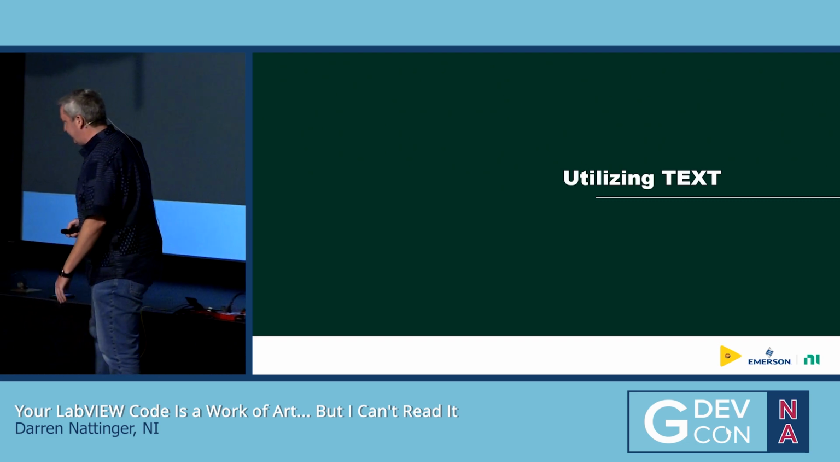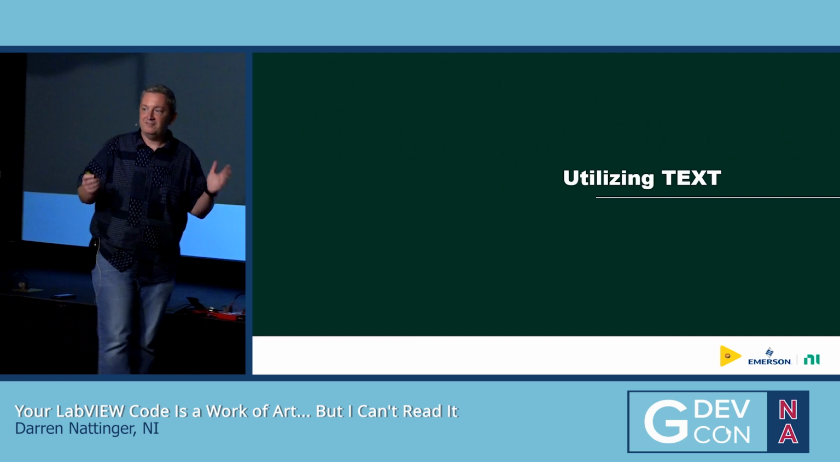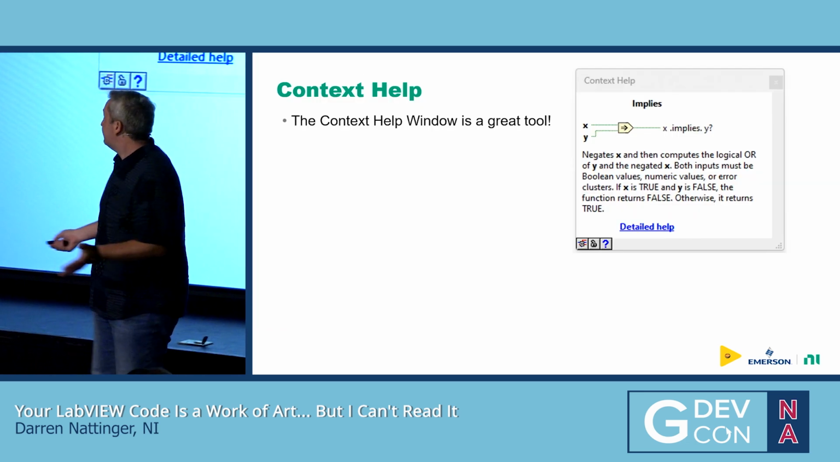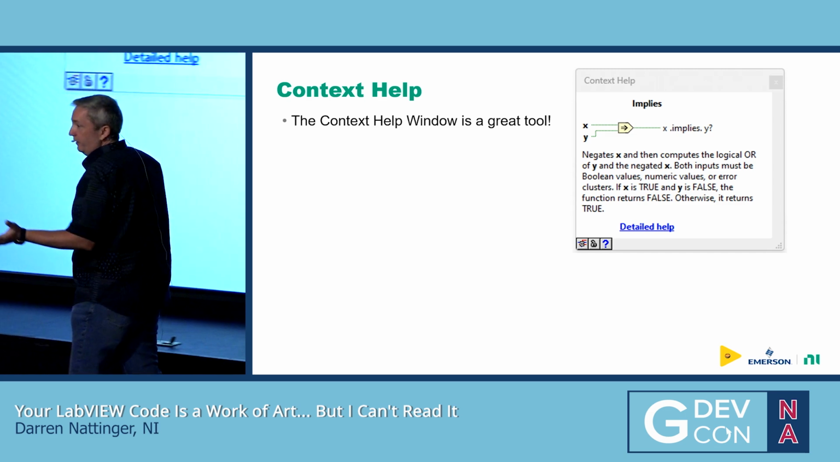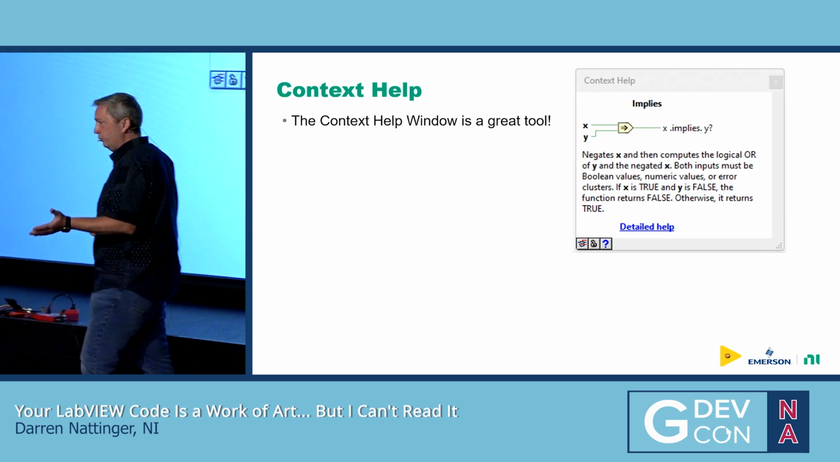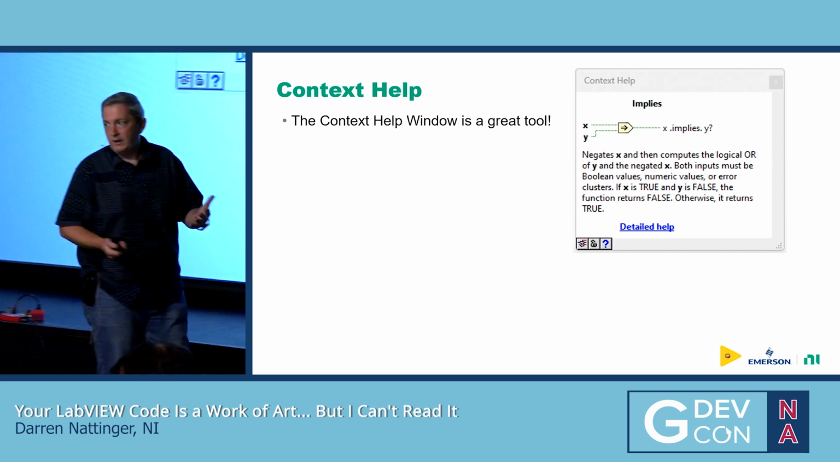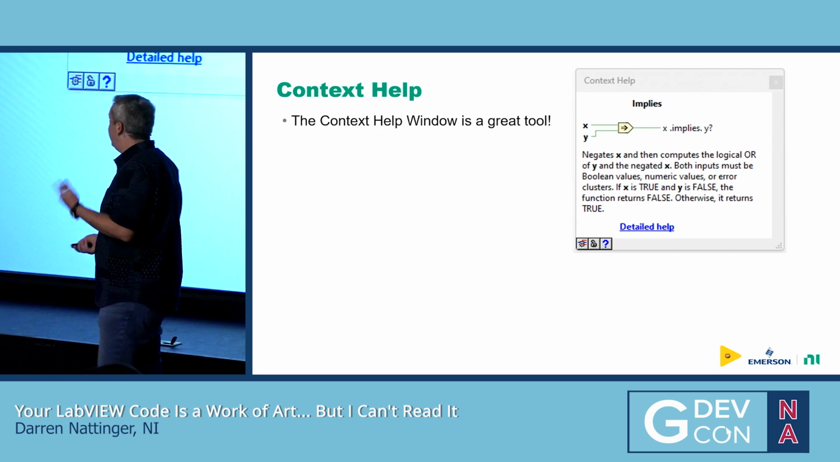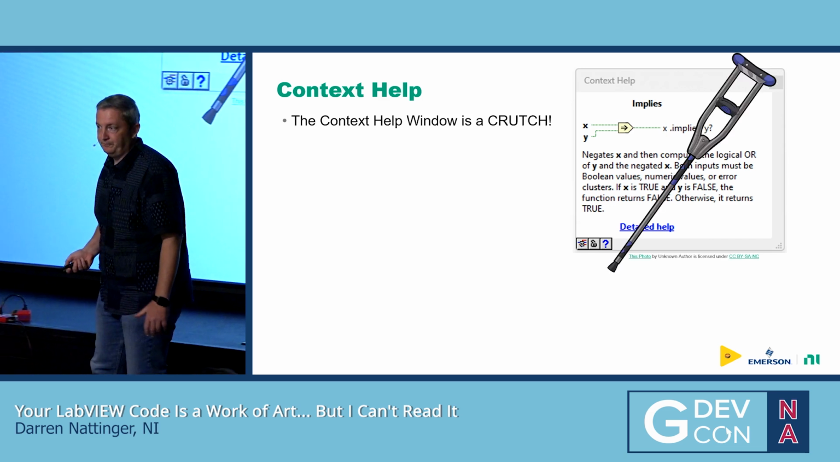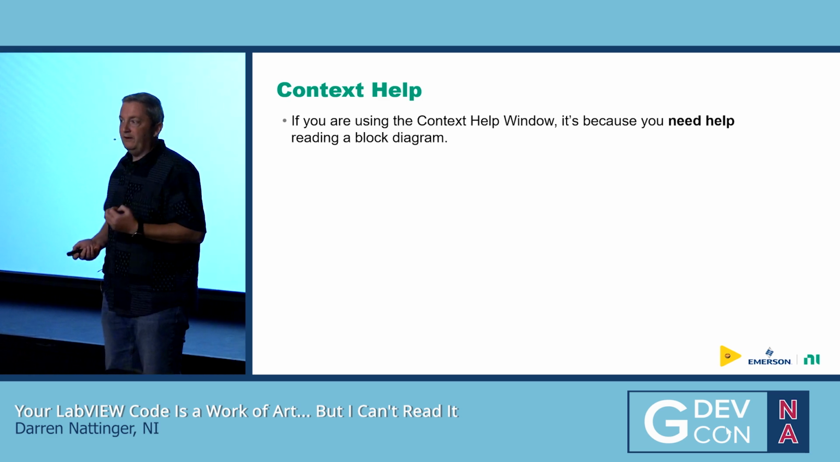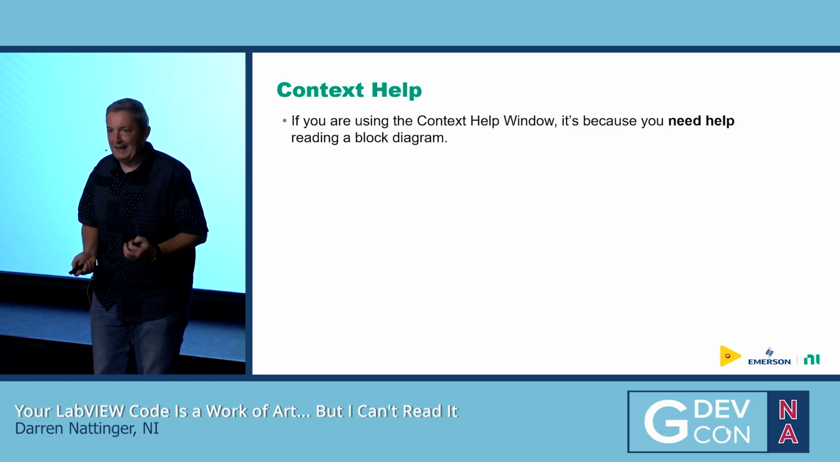I talked about naming things. Now we're going to talk about how to utilize text to improve the readability of our LabVIEW code. So first I want to talk about the context help window. It's a great tool. With the press of a key, you can hover over any object on the block diagram and learn more about how it works. You know what else it is? It's a crutch. If you're using the context help window, that means you need help. It's in the name of the tool.